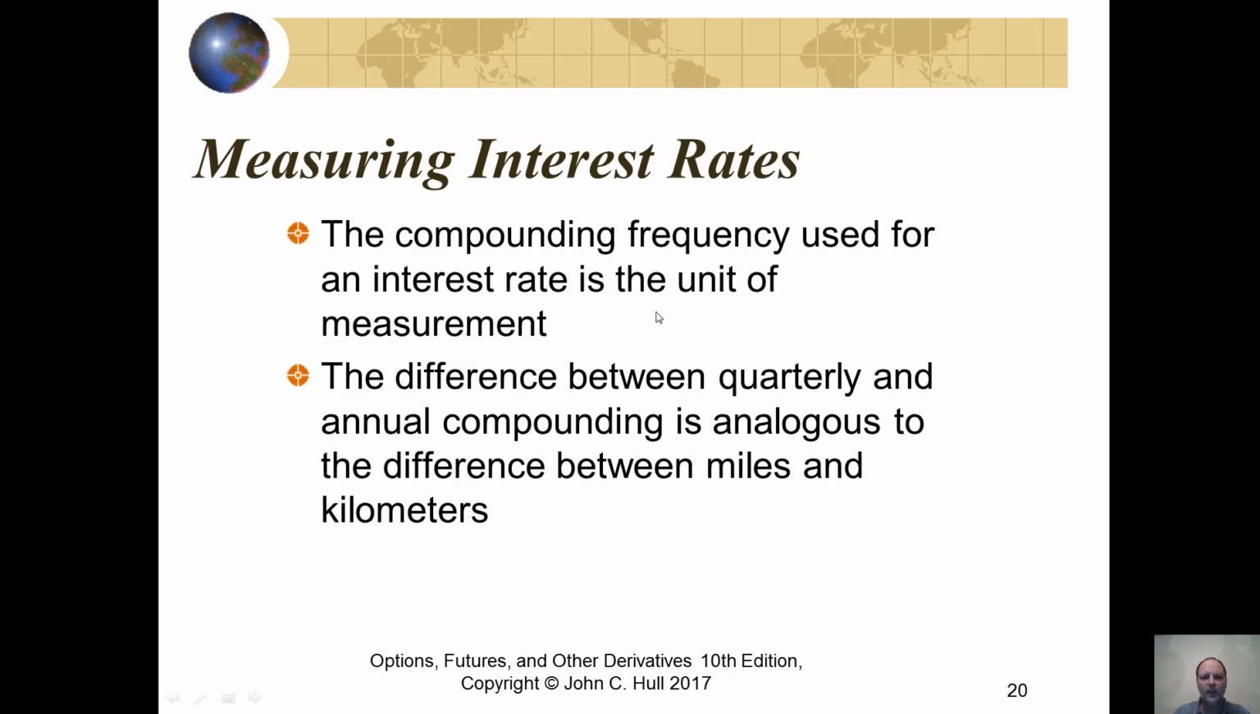The compounding frequency used in an interest rate is the unit of measurement. The difference between quarterly and annual compounding is analogous to the difference between miles and kilometers, meaning if we know the present value of an investment and the future value of an investment, how we quote the interest rate can be done in multiple different ways. If we get the same amount at the end, we can quote it continuously, we can quote it quarterly, we can quote it daily, and it's basically just a different language of how you do so. Now, of course, being able to quote it in all these different ways can be confusing, which is why these sort of quotes are commonly converted to one type of rate, either a continuous rate or an equivalent annual rate.